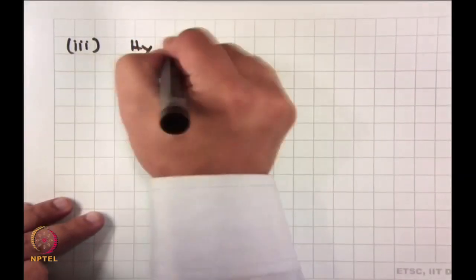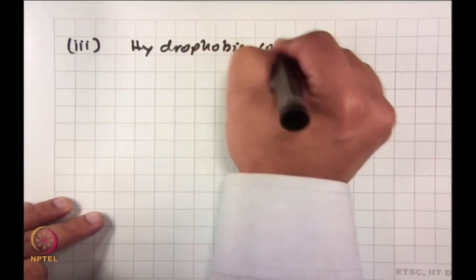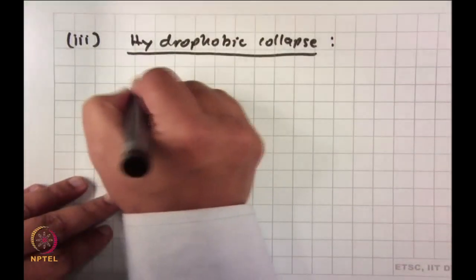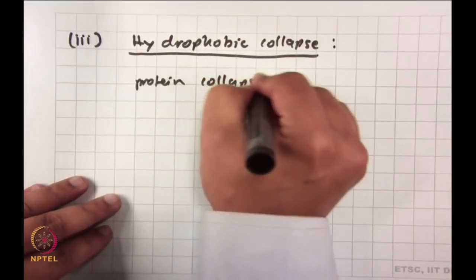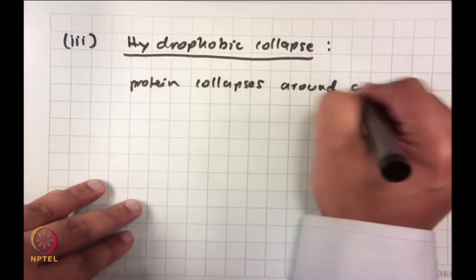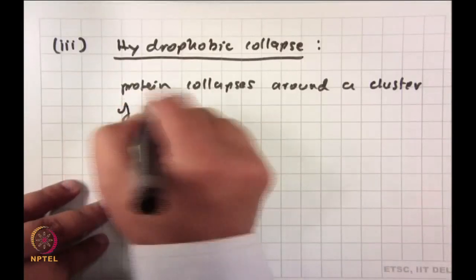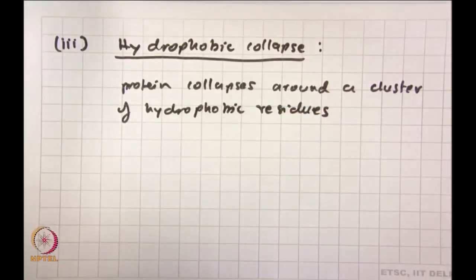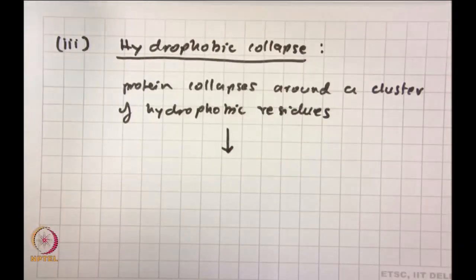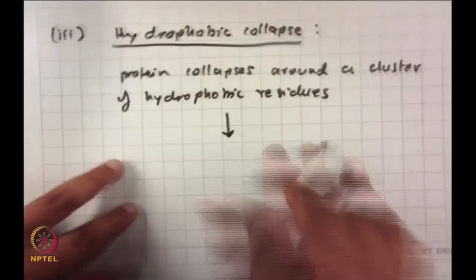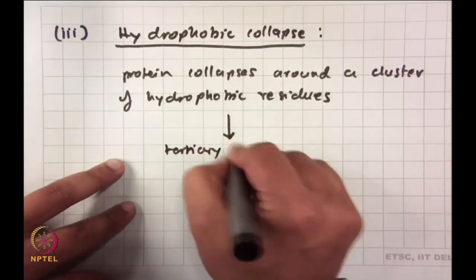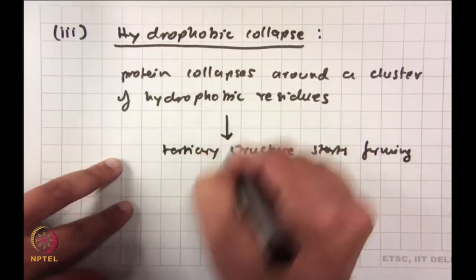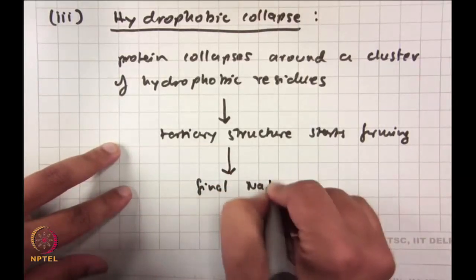Remember hydrophobic collapse? So, that means the protein collapses around a cluster of hydrophobic residues. Okay. So, this is a collapse form, right. The tertiary structure starts forming, and then you get the final native state.